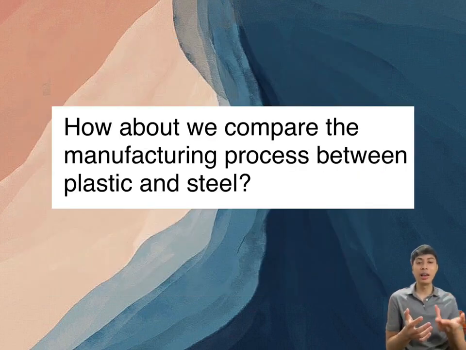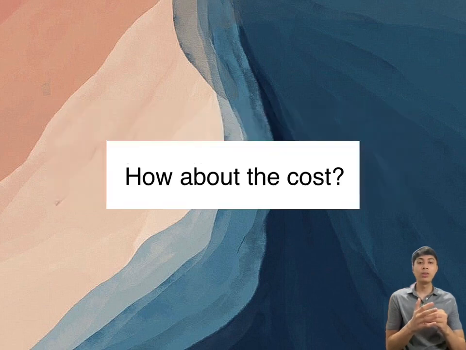Additional to that, the manufacturing process for the plastic is much easier in comparison to the steel, where plastic uses injection molding while steel uses the casting process. So this is very time consuming for steel. In terms of material cost, plastic is much cheaper than steel, which can greatly reduce the cost of the whole manufacturing process.